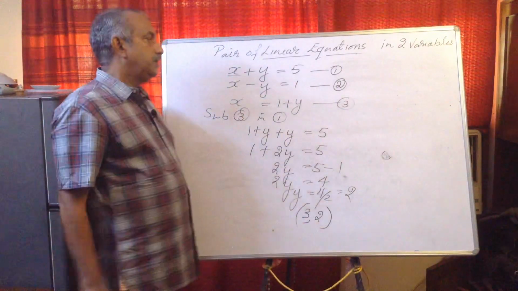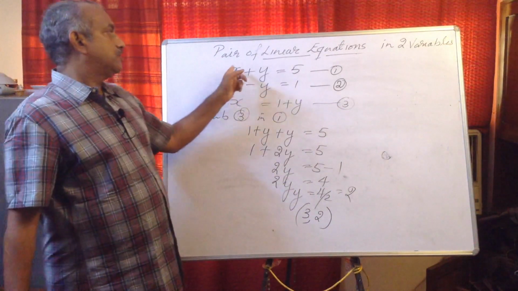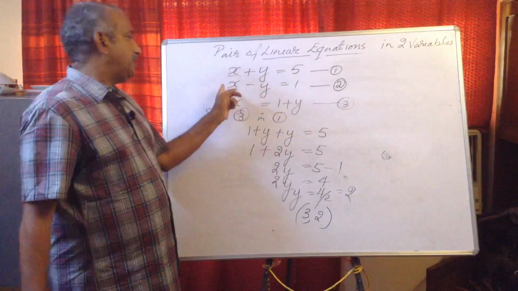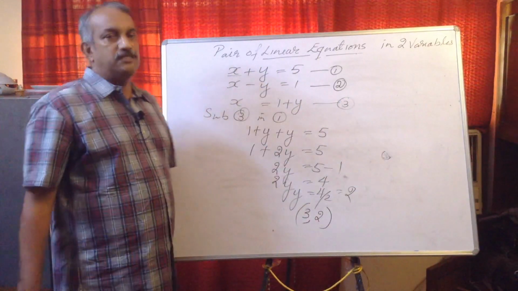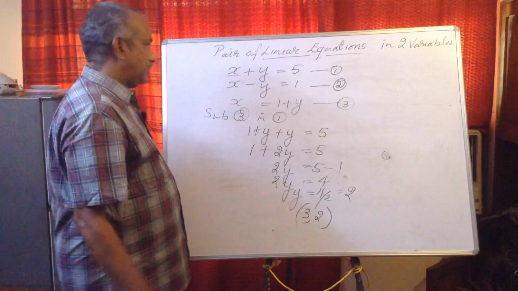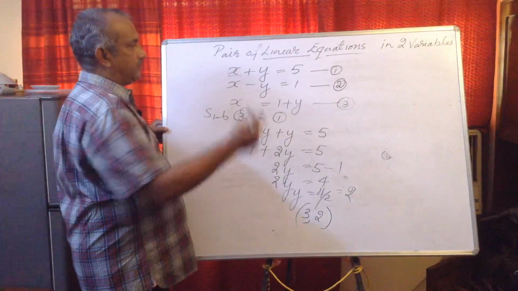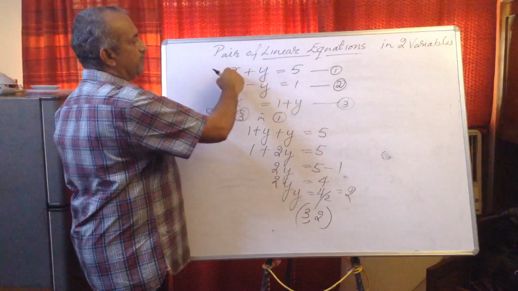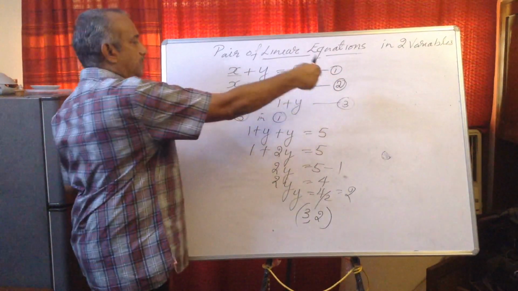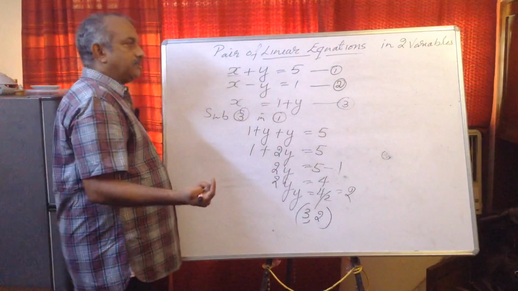See once again, in this case what we will do? The question is: solve x plus y is equal to 5 and x minus y is equal to 1 by the substitution method. So write any one of the equations as x is equal to something or y is equal to something. Say for example, the first one we can write x is equal to 5 minus y. Then in place of this x, write 5 minus y. Then also you will get the same answer.